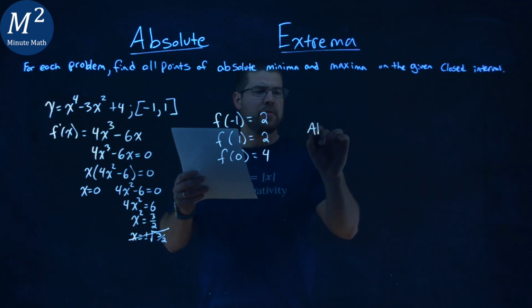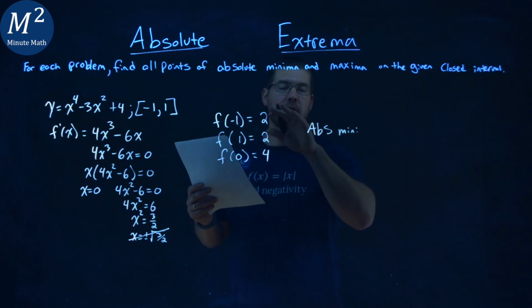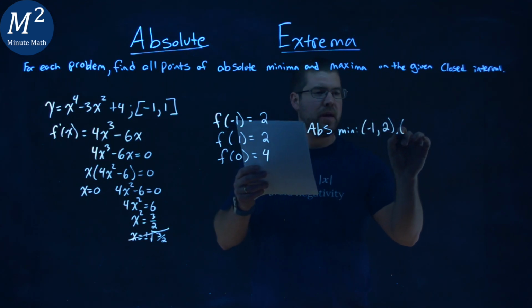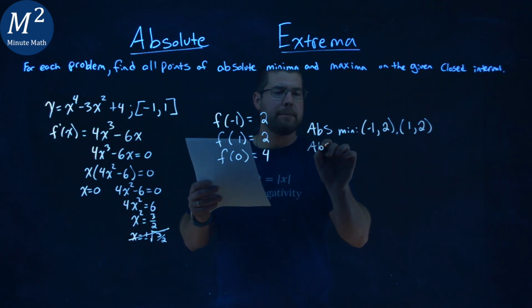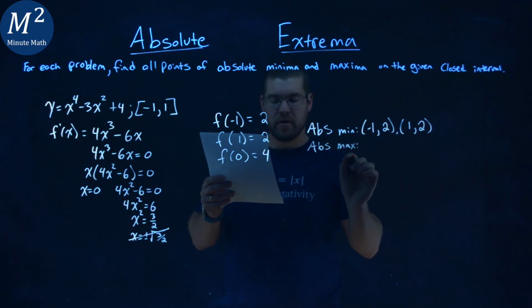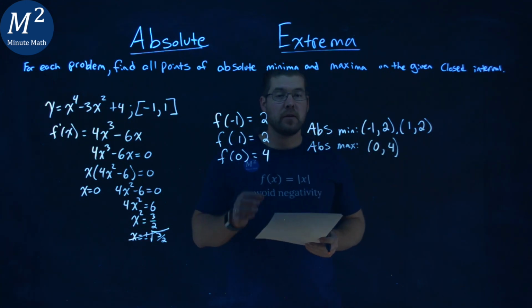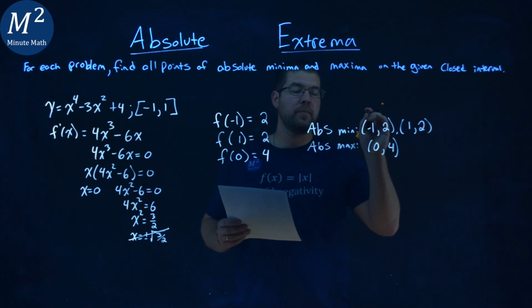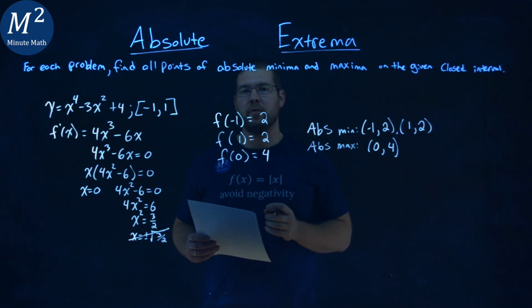So our absolute minima, the smaller y value here, are at (-1, 2) and (1, 2). Our absolute maximum on our interval is at (0, 4). So again, our final answer here is the absolute minimum at (-1, 2) and (1, 2), and our absolute maximum happens at (0, 4).